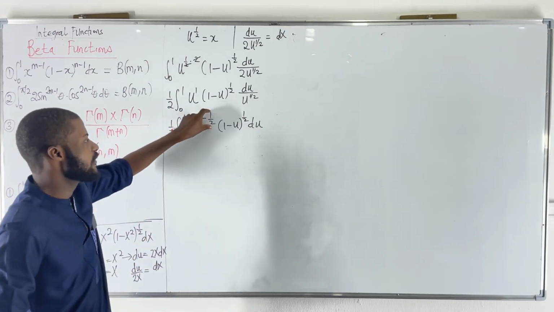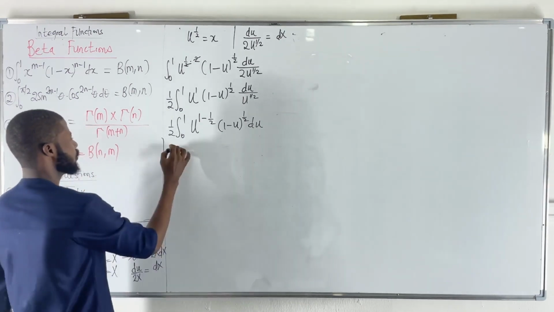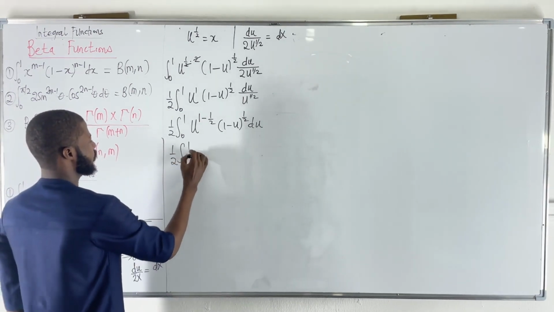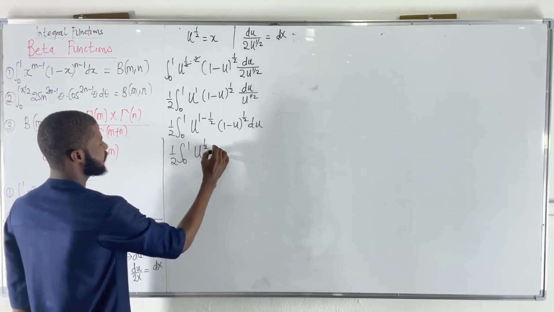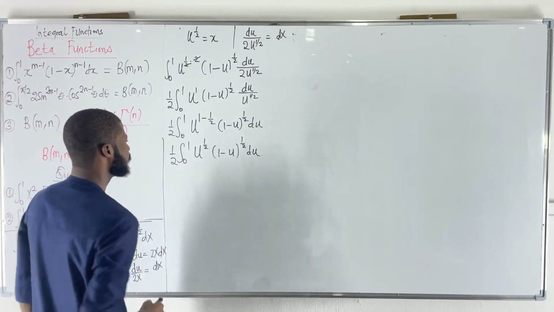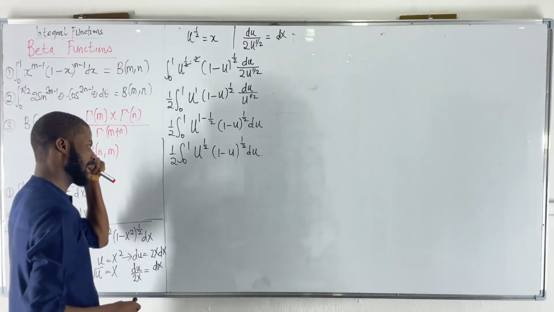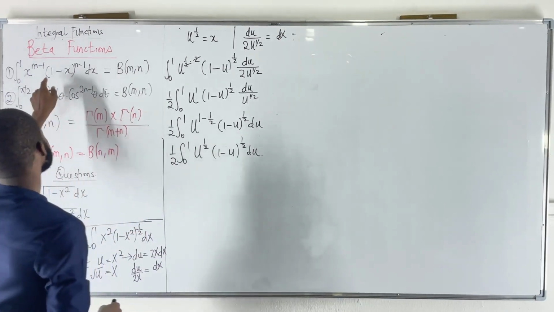When you remove half from 1, you will still have half, because half plus half is 1. So this is half the integral from 0 to 1 of u^(1/2) (1 minus u)^(1/2) du. And finally, this is looking like our beta function. So it's looking like this.